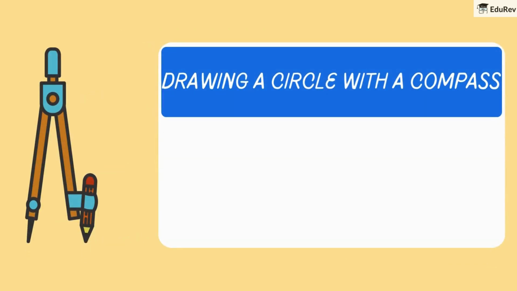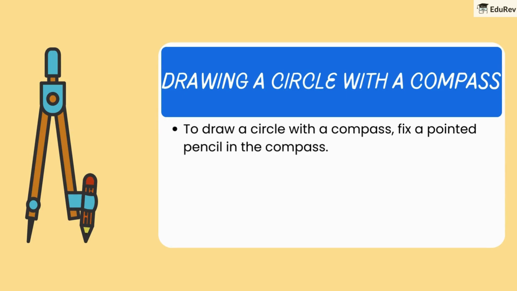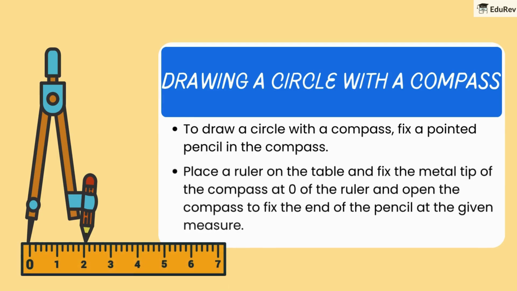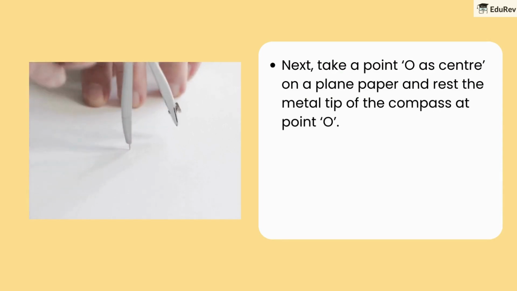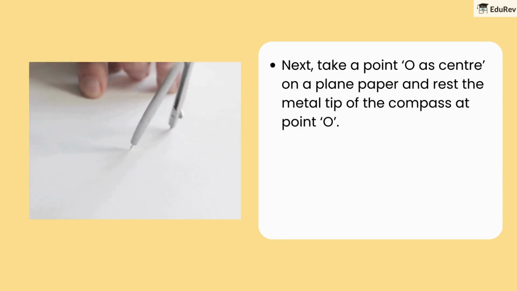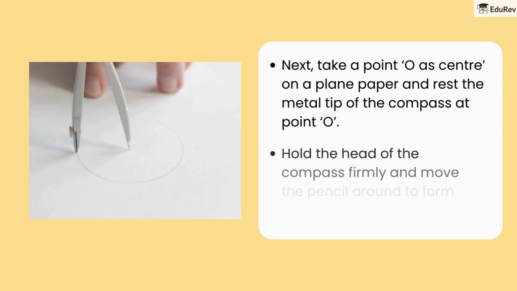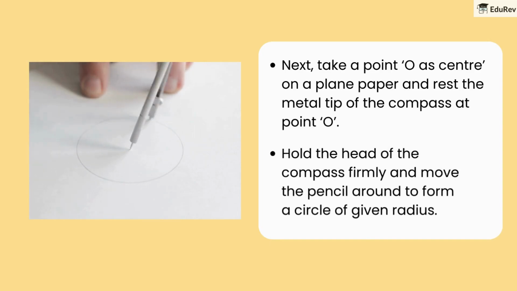Let's see how to draw a circle with a compass. To draw a circle with a compass, fix a pointed pencil in the compass. Place a ruler on the table and fix the metal tip of the compass at 0 of the ruler and open the compass to fix the end of the pencil at the given measure. Next, take a point O as center on a plain paper and rest the metal tip of the compass at point O. Hold the head of the compass firmly and move the pencil around to form a circle of given radius.